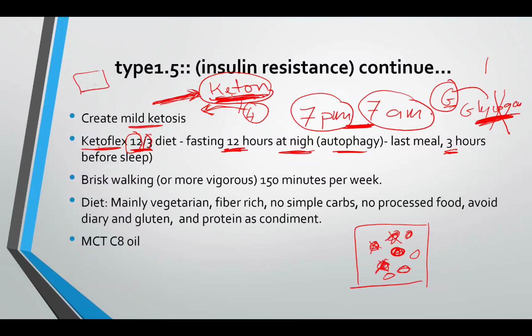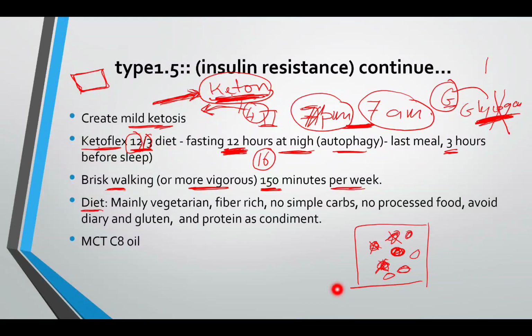And there are instruments now available to check if you reach this mild ketosis or not. Now, patients who don't have the ApoE gene that I mentioned in the previous video need to fast for 12 hours. If the patient has the gene, he needs to fast for 16 hours. So he needs more prolonged fasting. Instead of taking his breakfast at 7, he needs to take it by 11. So the longer the fasting, the better the effect on ketosis. We also need exercise, brisk walking or probably more vigorous walking, at least 150 minutes per week. And now we will come to diet.